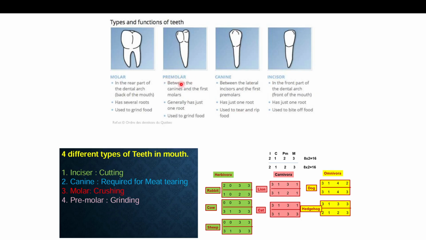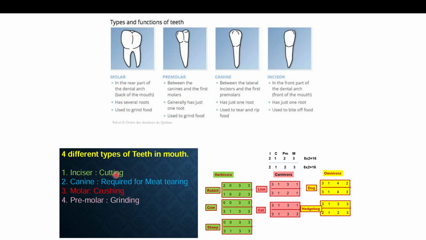Then there's the premolar. This is between the canine and the first molars. Generally it has one root, but this has cusps and is a little more flattened. This is used to grind the food items. And finally, we have molars. They are present at the rear part of the dental arch, at the back of the mouth, and have several roots, and this is also used to grind the food, and it has many cusps and a much larger surface area. Okay.